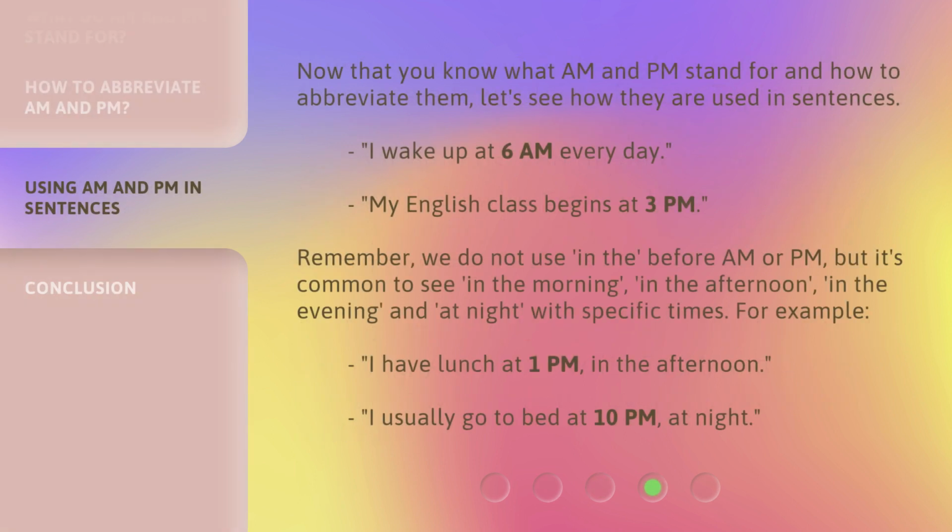Now that you know what AM and PM stand for and how to abbreviate them, let's see how they are used in sentences. I wake up at 6 a.m. every day. My English class begins at 3 p.m. Remember, we do not use "in the" before AM or PM, but it's common to see "in the morning," "in the afternoon," "in the evening," and "at night," with specific times. For example, I have lunch at 1 p.m. in the afternoon. I usually go to bed at 10 p.m. at night.